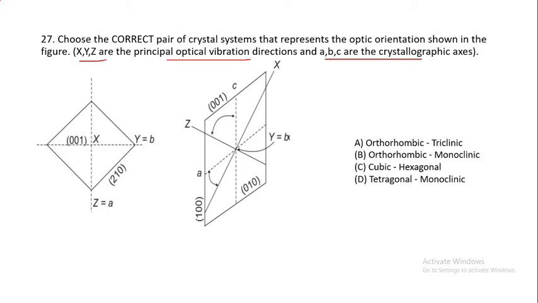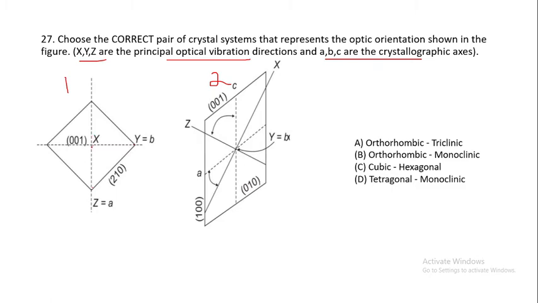For attempting this question, let's move on with the first diagram. So here is the first diagram and this is the second diagram. In the first figure, we can see X, Y, Z planes are given. As we know, in the first figure, this X, Y, Z is coinciding with A, B and C. It is coinciding with the A, B, C of the crystal.